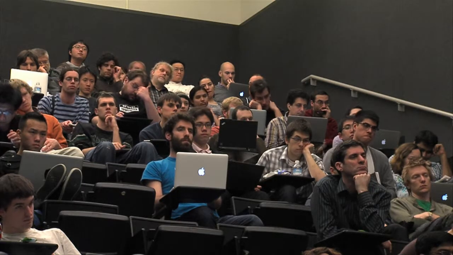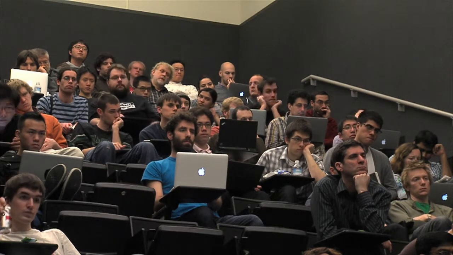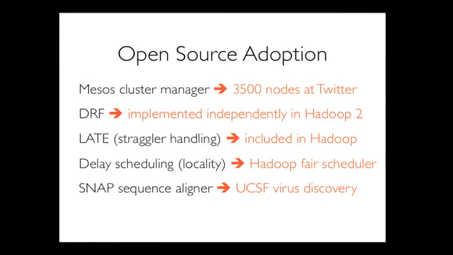And a final thing that's been a lot of fun, but I don't have time to talk about, I did this project on a new algorithm for sequence alignment called SNAP. It's basically a 10 to 100 times faster algorithm for this problem, and it's being used at UCSF in a virus discovery pipeline. This is one of the things I think is very exciting about this big data space, is that people really need these algorithms today, and you can actually build stuff that they use.